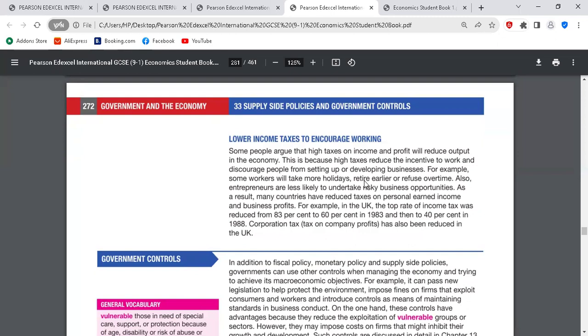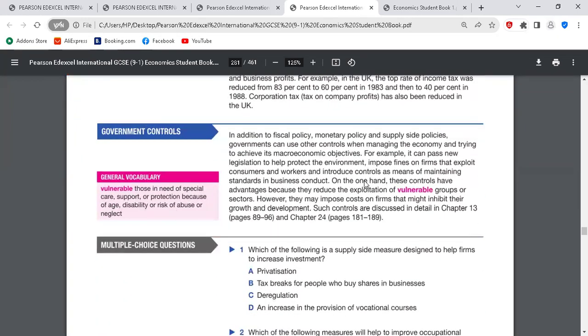So that is the point they are making. Government can reduce income taxes. If that is done, people will be encouraged to work. Profit will also increase for firms. Clear? Now go to government controls.